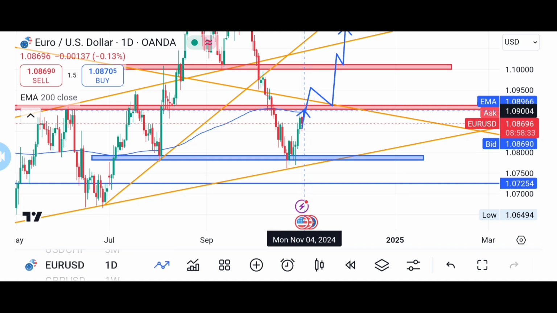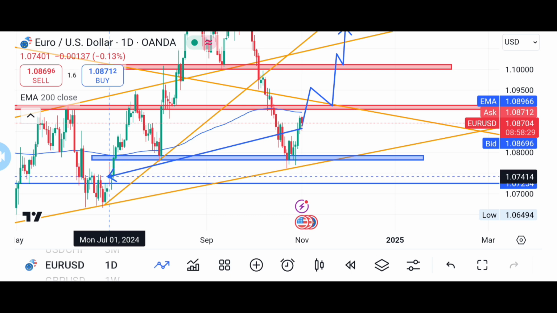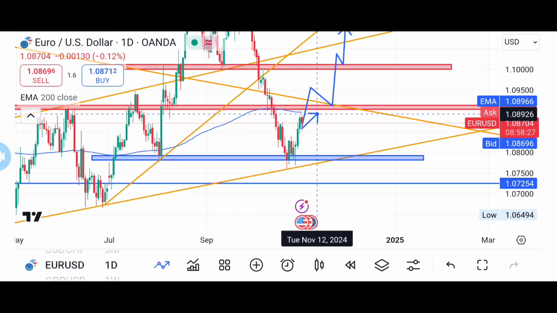So if we shall see a wick like this, if we shall see something like this here, that means now we have a resistance here. And it is possible if the candle will close below this zone, and only the wick breaks above this zone, that means that there is a rejection.